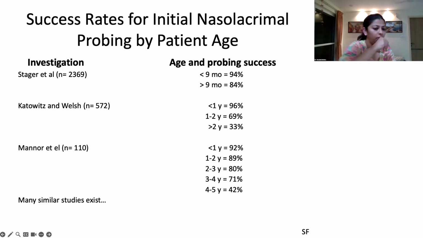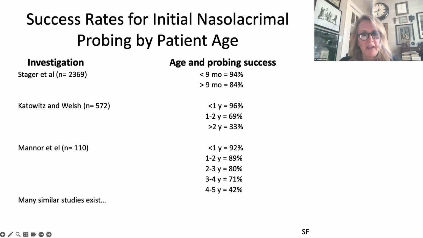So there have been a number of studies looking at success rates for initial probings, and there are definitely some trends that become obvious by the child's age, and we've alluded to some of that already, but presenting a little more data, Steger looked at over 2,300 patients, and they found their data shift point was at 9 months. So probing was successful in 94% of kids less than 9 months of age, and it decreased to 84% after 9 months.